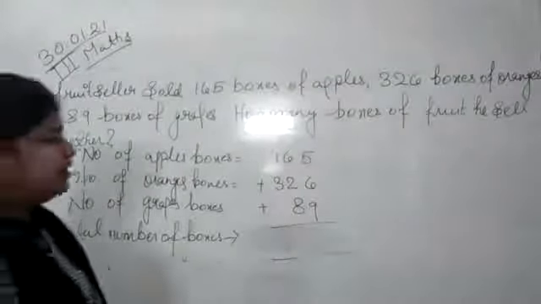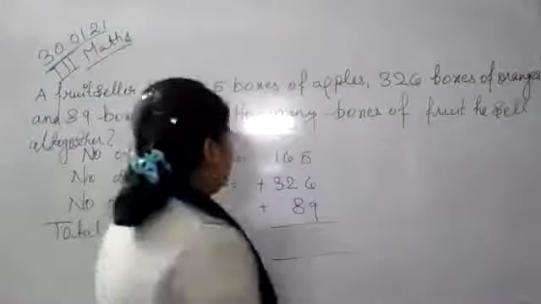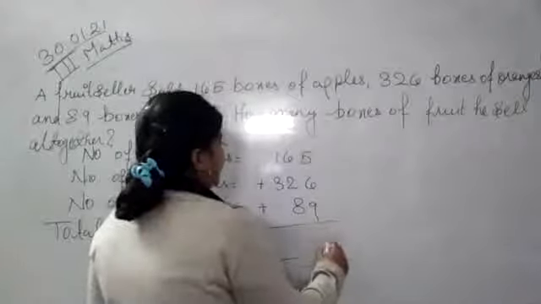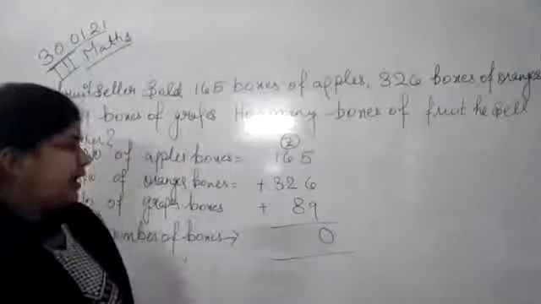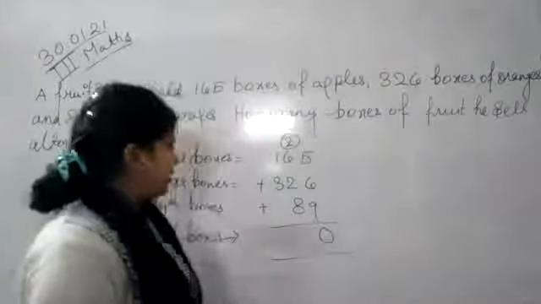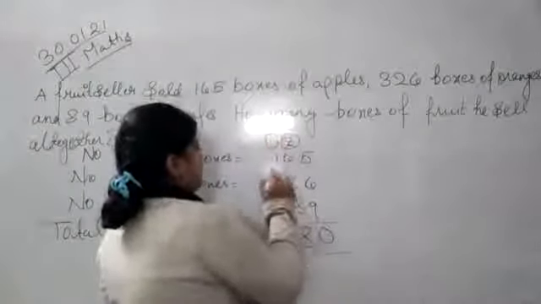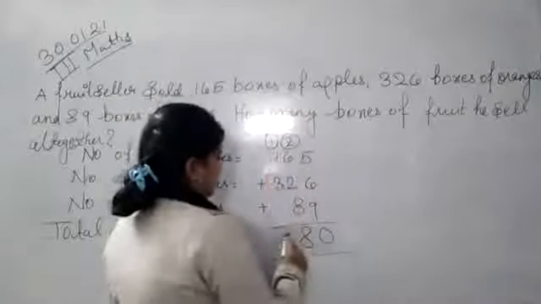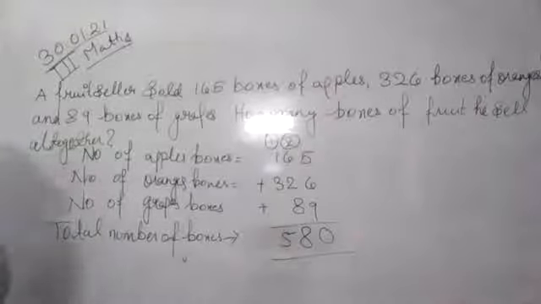Now, 6 plus 5, 11, 11 plus 9, 20. So, 20 we will write 0 on the right and we give carry 2 here at the top. Now, 8 plus 2, 10, 10 plus 8, 18. 18, we will write 8 and we'll give carry 1. 3 plus 1, 4, 1, 5. So, the right answer is 580.